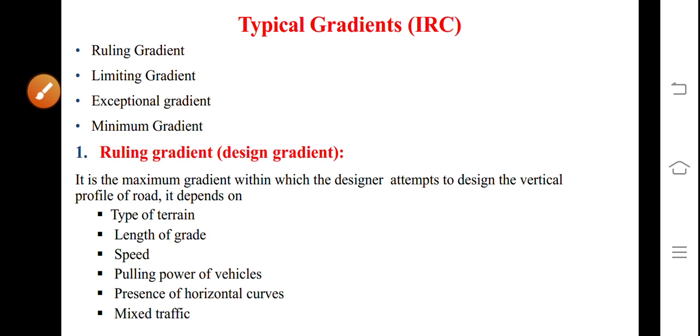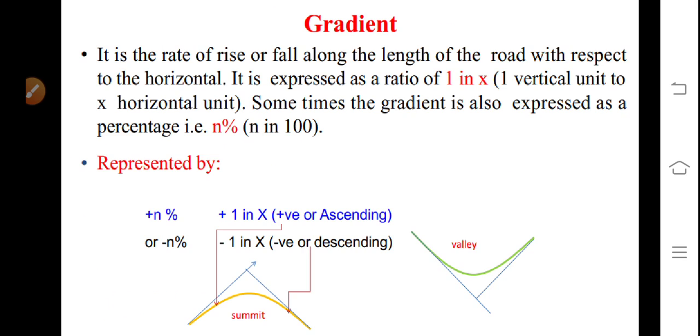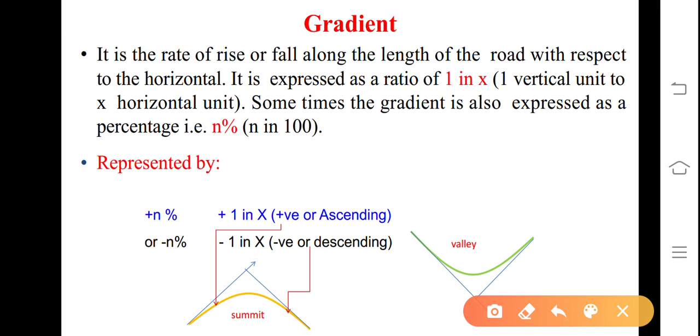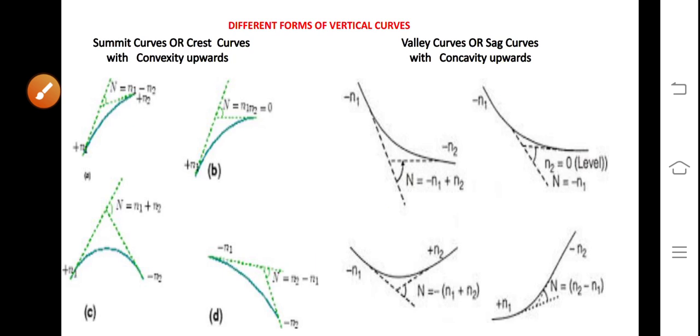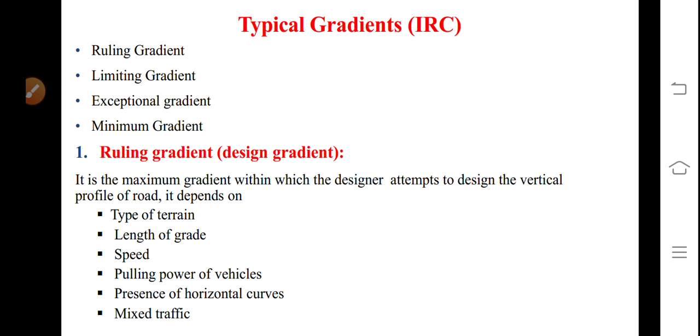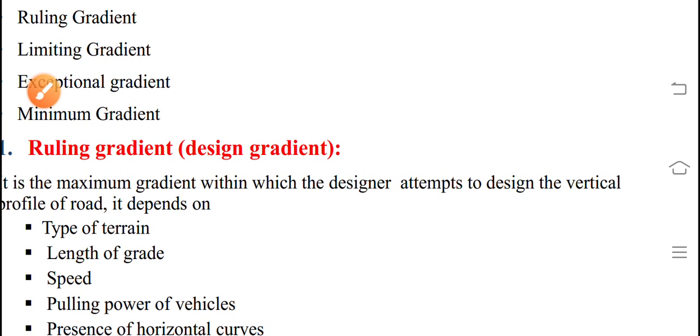Typical gradients as per IRC. One is known as rolling gradient. Second one is limiting gradient. Third one is exceptional gradient. Fourth one, minimum gradient.